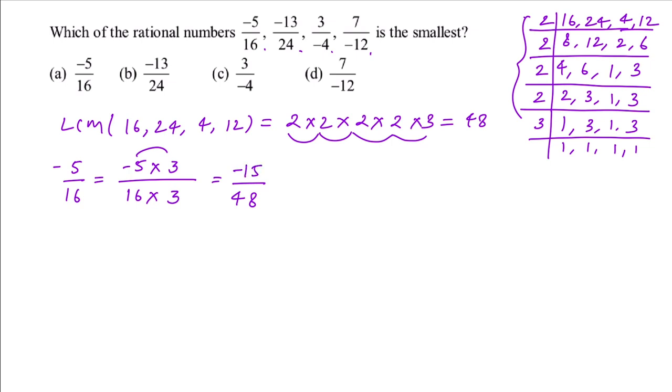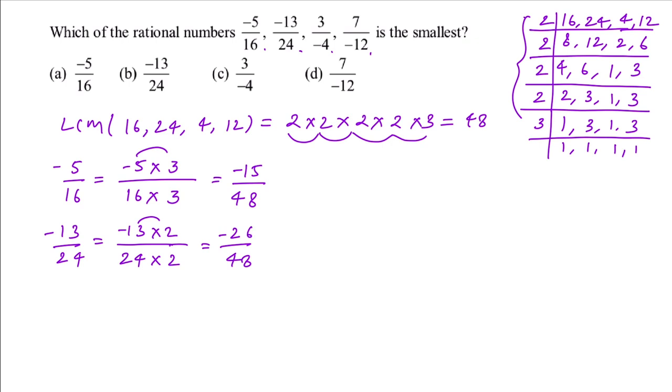Next we have minus 13 by 24. So this is equal to, we have 24 in the denominator, we want 48 here. So 24 2s are 48, so multiply the numerator by 2. 13 2s are 26, but we have a minus sign, so we'll put the minus sign there, so we get minus 26.